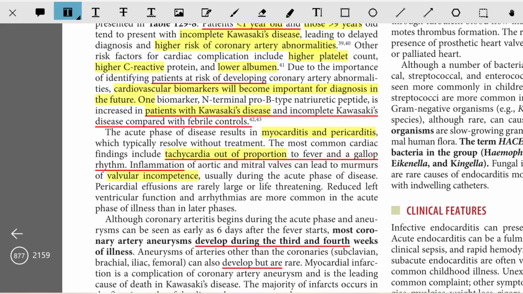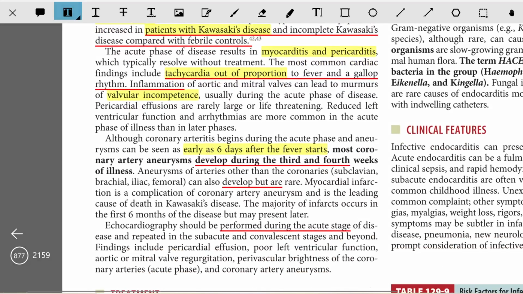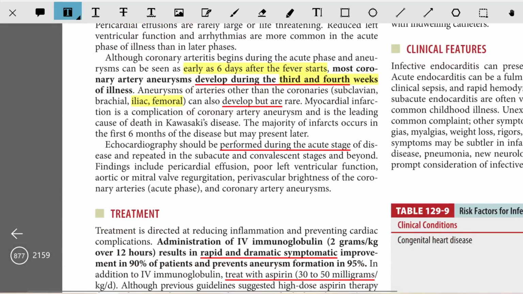Although coronary arteritis begins during the acute phase and aneurysms can be seen as early as 6 days after the fever starts, most coronary aneurysms develop during the third and fourth weeks. Aneurysms of arteries other than the coronaries, such as subclavian, brachial, iliac, and femoral, can also develop, but they are rare.